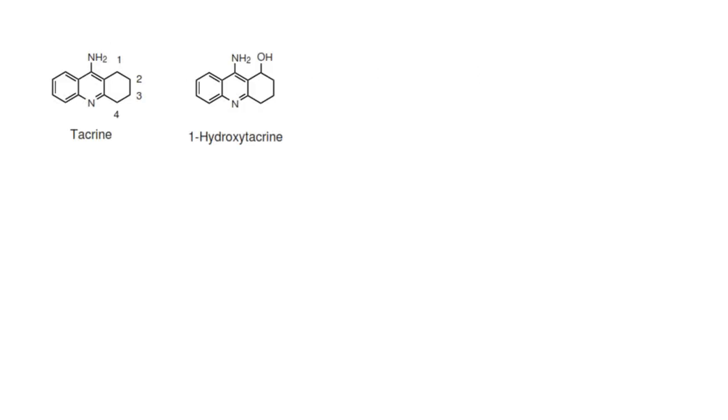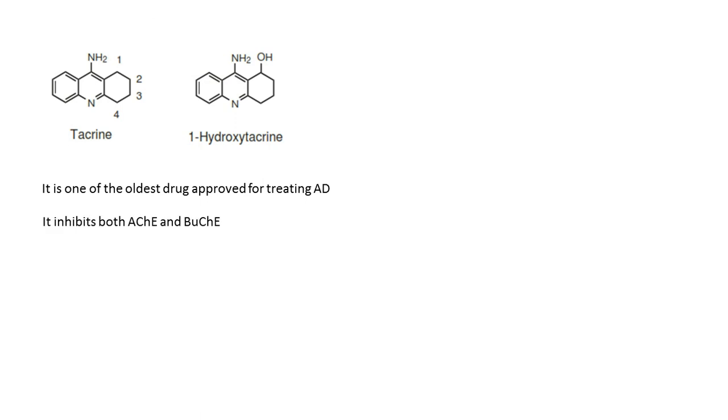So here we have certain drugs. One is Tacrine. Tacrine is one of the oldest drugs approved for treating Alzheimer's disease. It acts as an acetylcholinesterase enzyme inhibitor, but it's a non-classical, non-carbamate class of acetylcholinesterase enzyme inhibitor. It inhibits both acetylcholinesterase and butyrylcholinesterase. Its metabolites are also biologically active. Here you can see it.